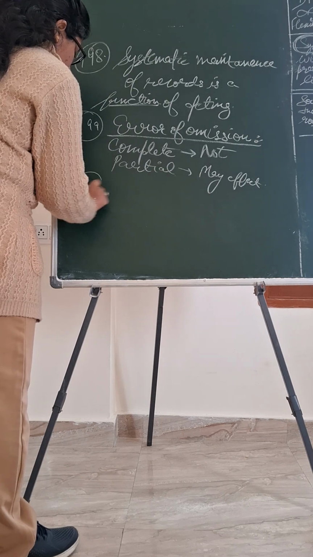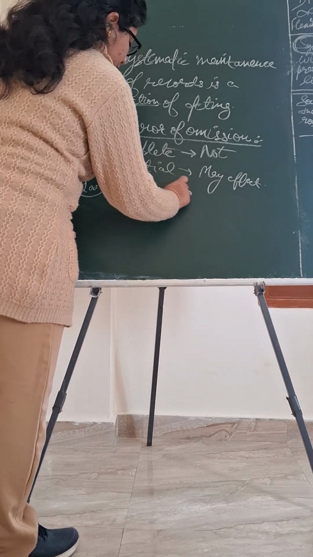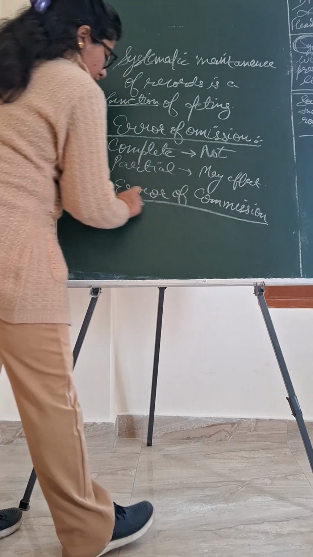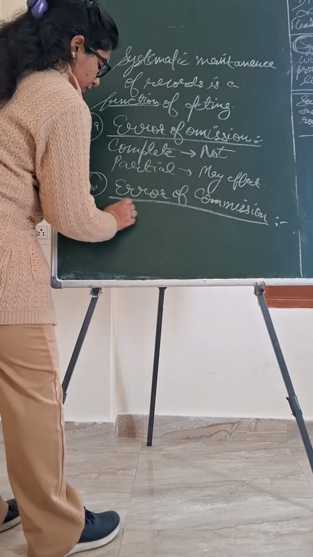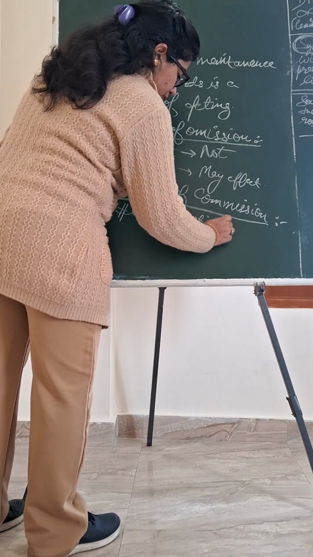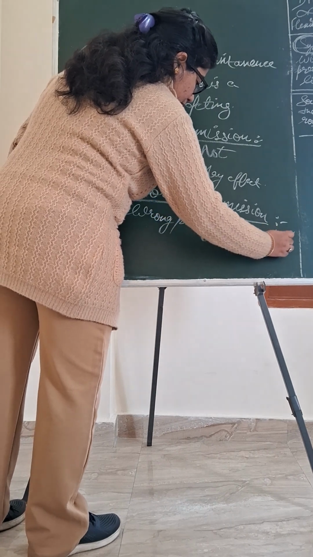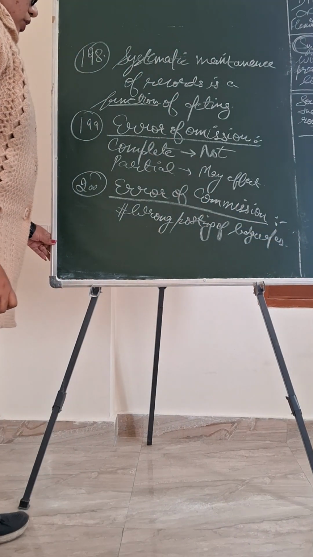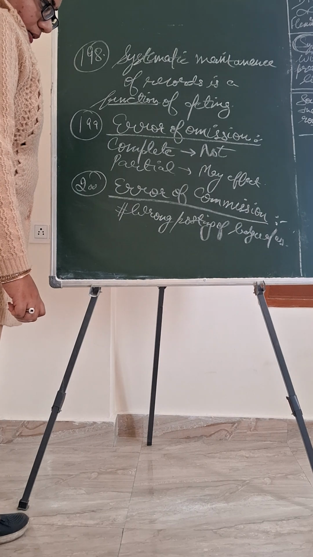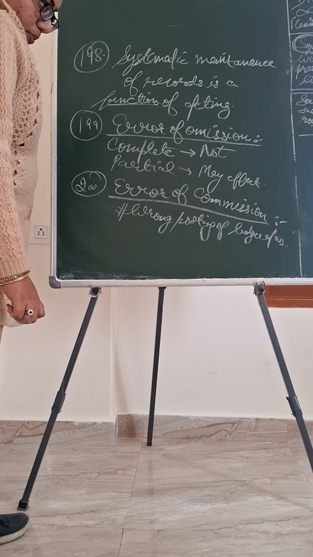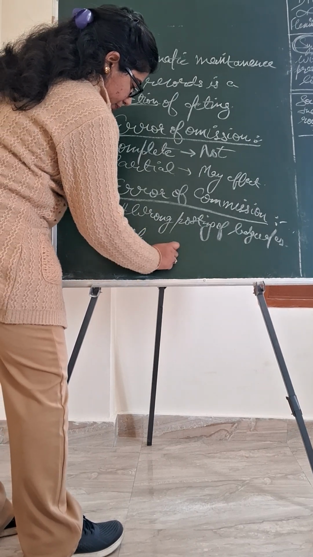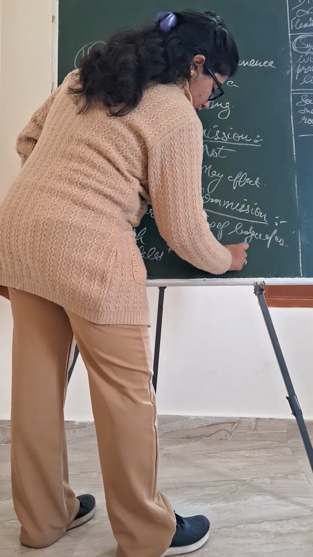Then we have another question, that is error of commission. One example of error of commission is wrong posting of ledger accounts. For example, the posting has to be done on the credit side, that is cash to sales. But what you have done? You have done sales to cash. So that is wrong posting of ledger. The transaction has to be done cash to sales, but you have done sales to cash.